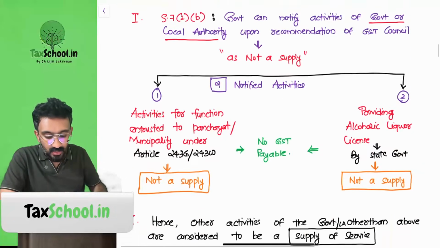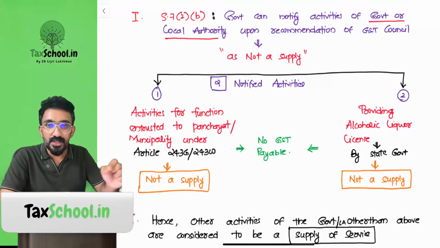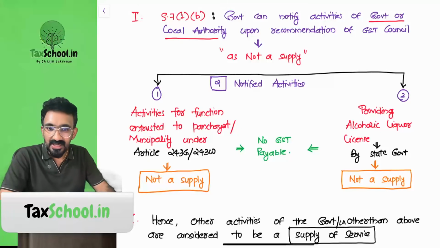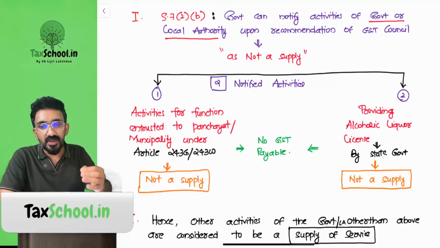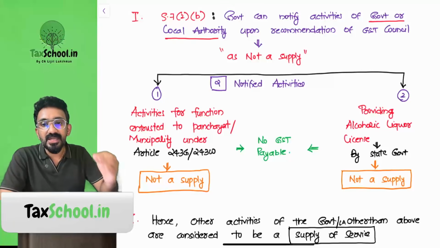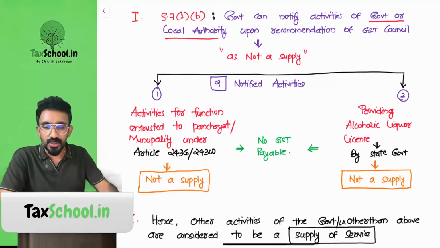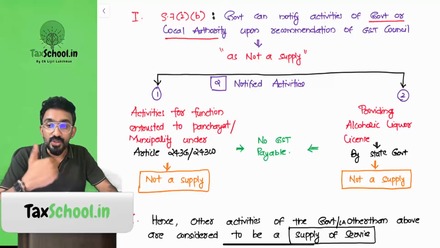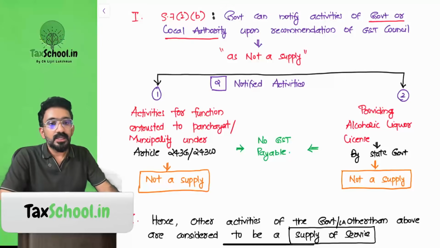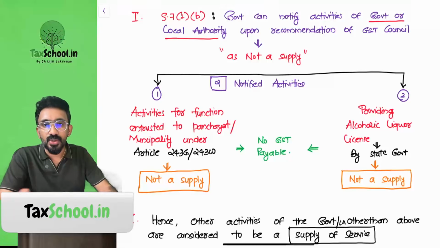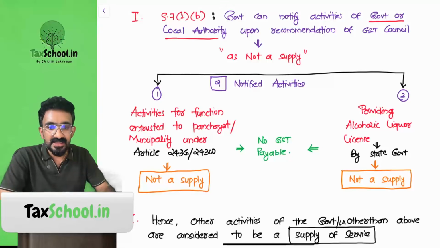And how many activities are notified as not a supply under 7(2)(b)? Two activities. Number one, activities for functions entrusted to Panchayat or municipality under Article 243G and Article 243W. They are saying that 243G and 243W activities of Panchayat or municipality will be treated as not a supply. Second, providing alcoholic liquor license by the state government is also not a supply. So only two activities are excluded from supply.